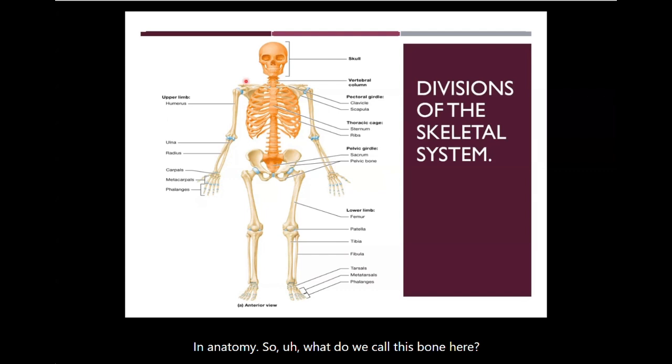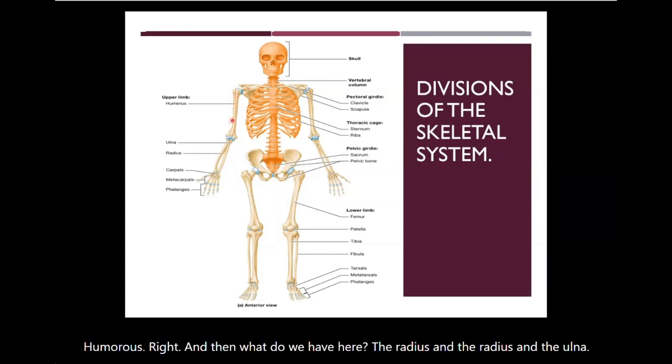So what do we call this bone here? The skull, and then this column here is the vertebral column. These are the rib cages, right? And then what is this upper arm bone called? Humerus, right? And then what do we have here? The radius and the ulna, right?